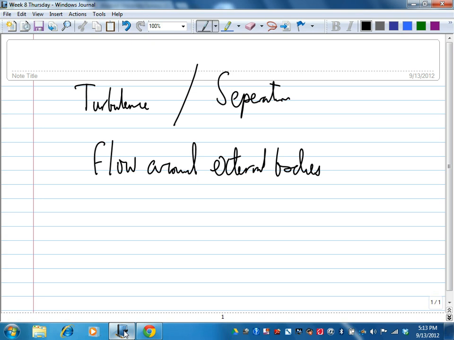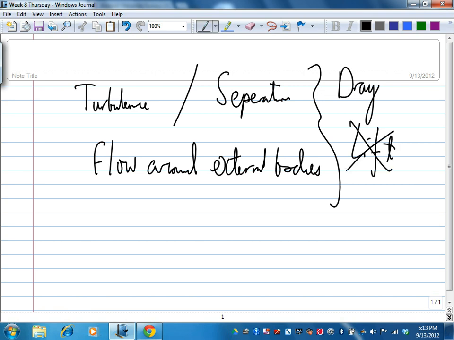And all this leads to, basically, relates to drag. Lift not so much. This unit we don't talk so much about lift, but the drag forces.